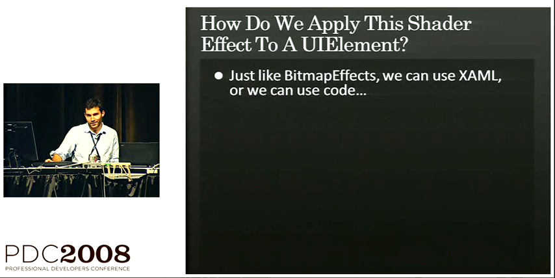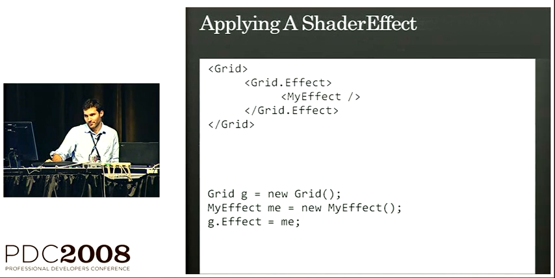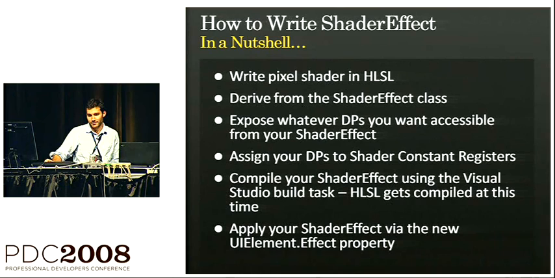So then, having done that, how do we actually apply them to your scene? The same way you would with BitmapEffects, except instead of the word BitmapEffect, you've got the word effect. So you've got grid.effect, then you're just setting my effect on it. And same thing in code, you just have a grid, and then you just create a new my effect, and you just set it as the effect property on your grid. So it's very easy. So kind of going through the steps again, this is kind of the all-up overview of how you do this.